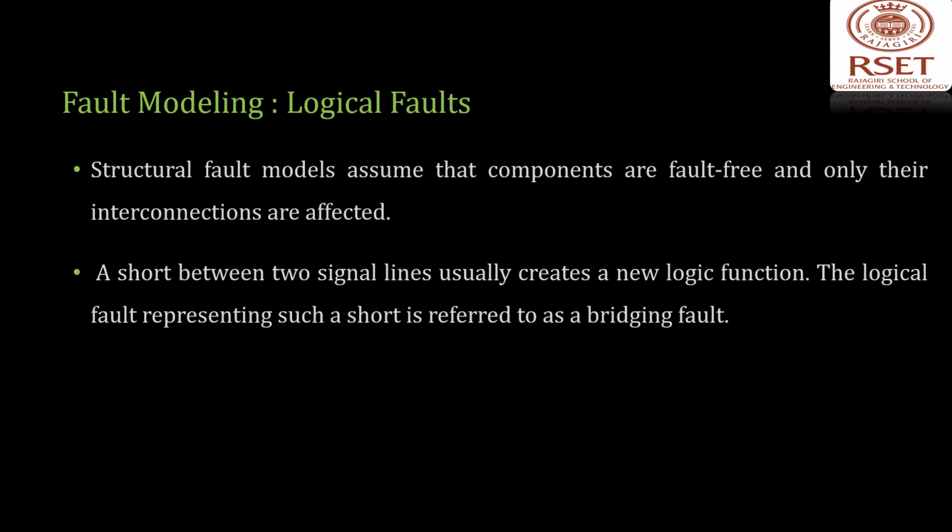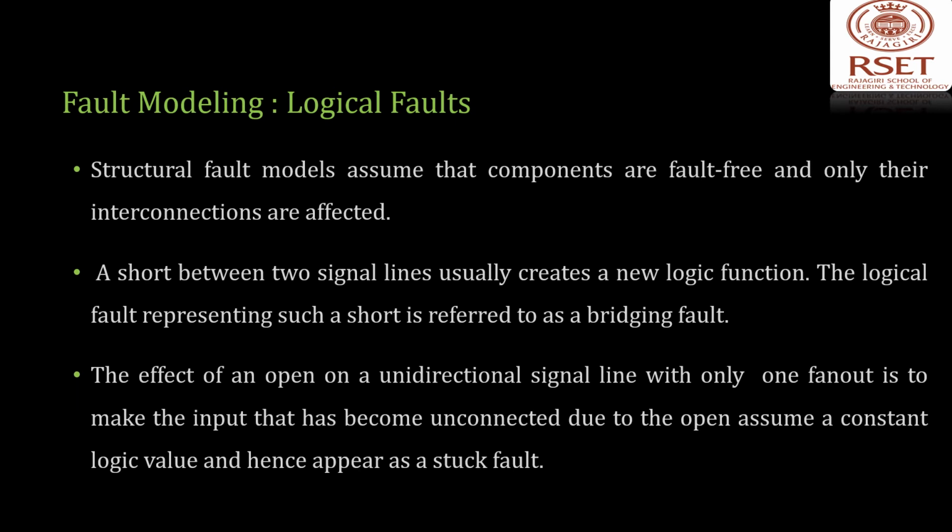Let me give you a typical example of a short. A short between ground or power and a signal line can make the signal remain at a fixed voltage level. Alright, since a short between two signal lines creates a new logic function, the logic fault representing such a short is referred to as a bridging fault. So a bridging fault happens when the interconnections have a short.